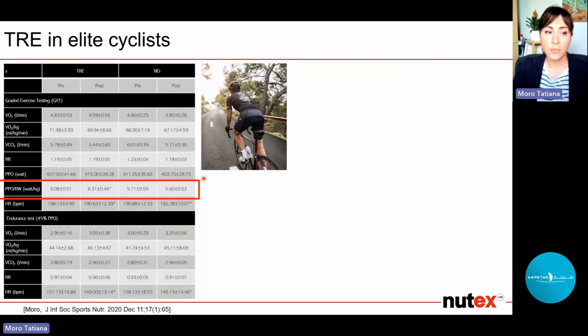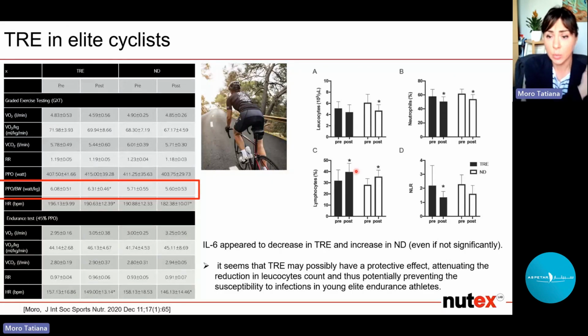So from our standpoint, we think that time restricted eating in this form was helpful for the cyclists also in performance, because it did not change any of the aerobic capacity indices, but drastically improved their body composition. Another very interesting finding was a decrease in inflammatory markers. Even if it was not really significant, it was pretty impressive, also because they were starting from a normal level of, for example, interleukin 6 and other markers of inflammation.